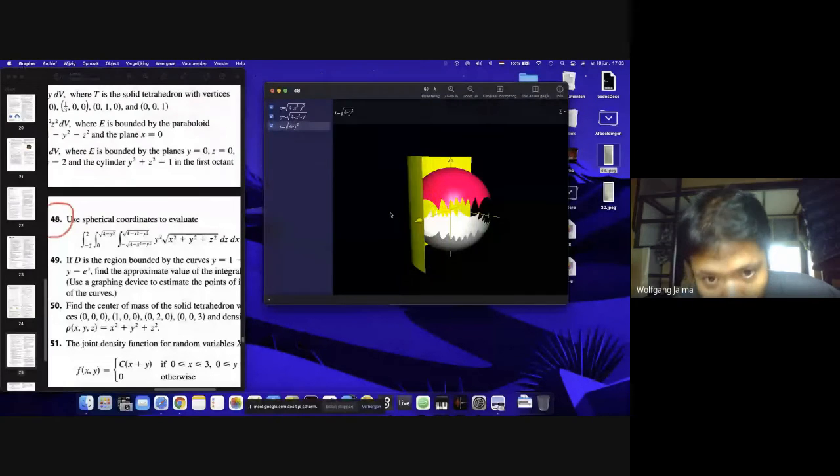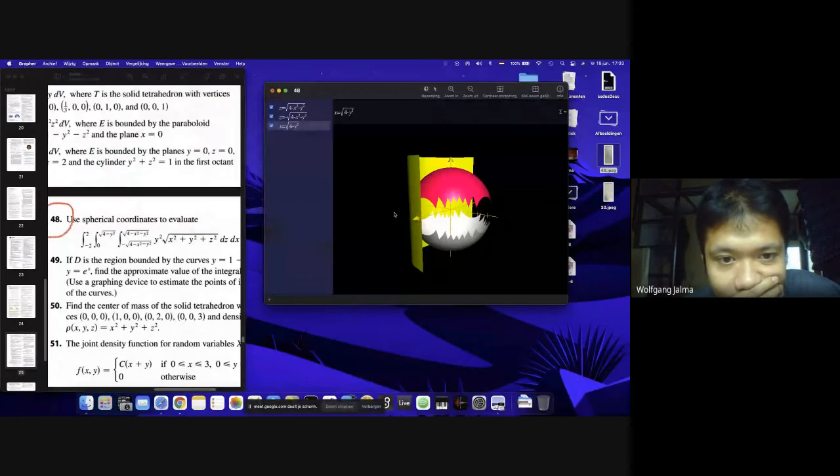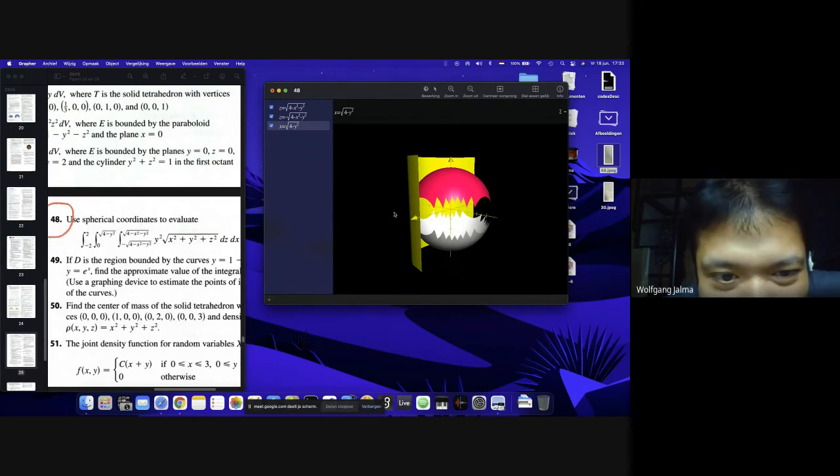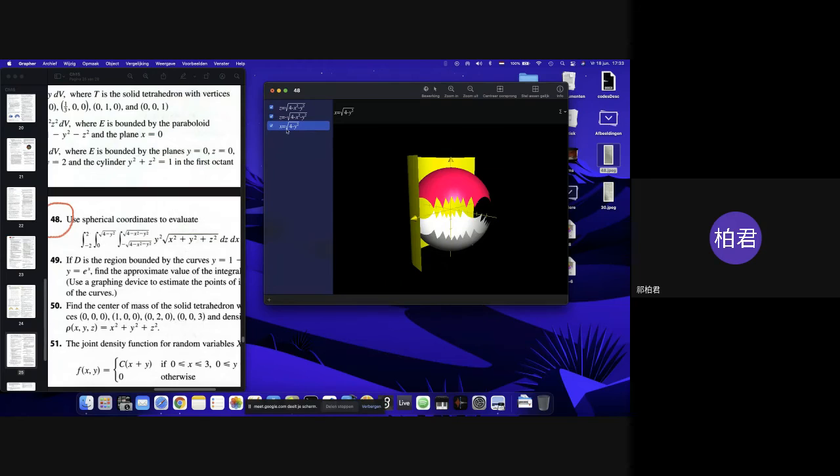Can you share your graphic? Okay. Interesting. What does the yellow mean here? The x equals the square root of 4 minus y squared.